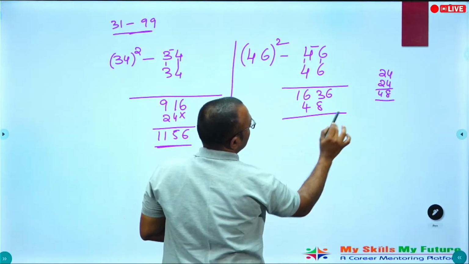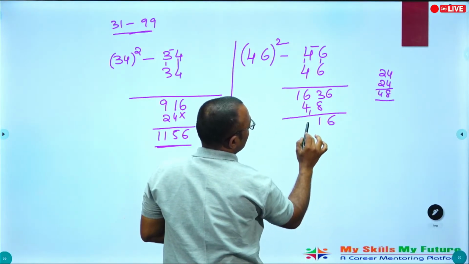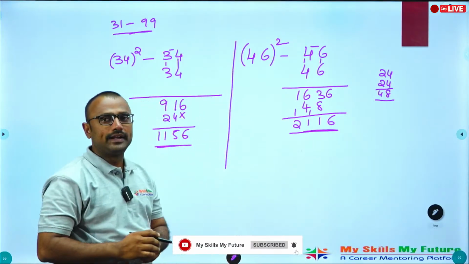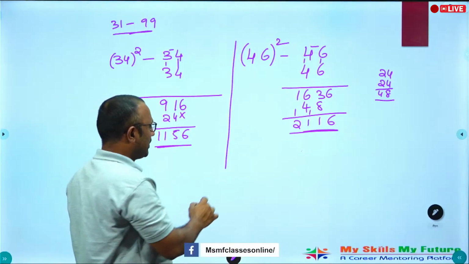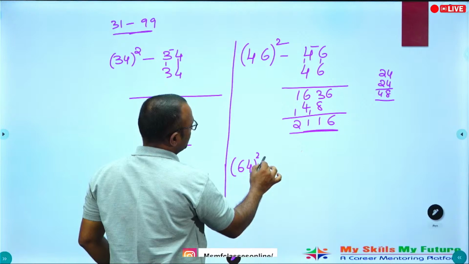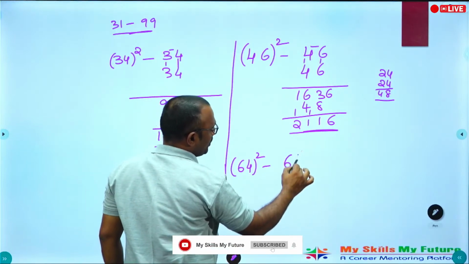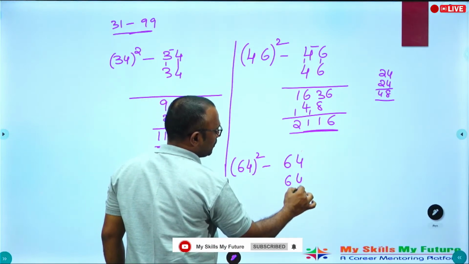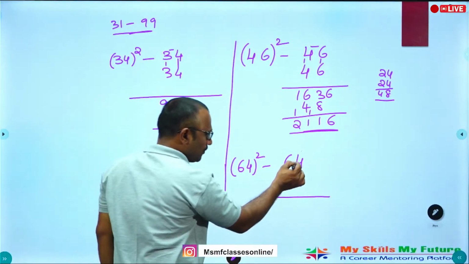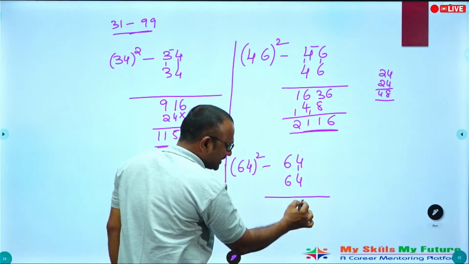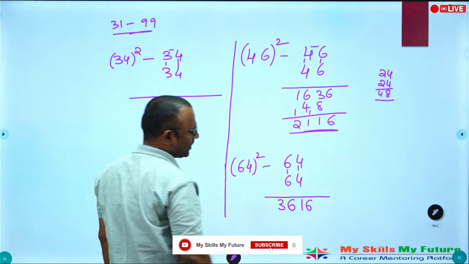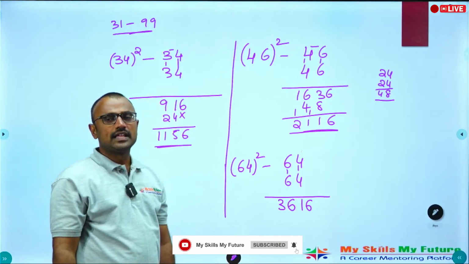So we get 2116. And one more number, 64 square. I am writing 64 square. Write the number two times, 64, 64. 4 fours are 16, 6 sixes are 36.